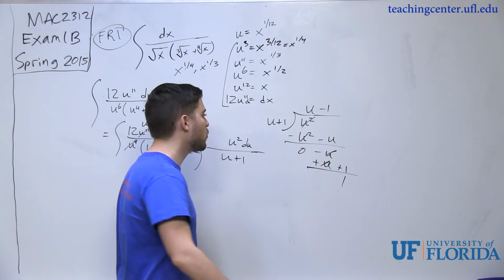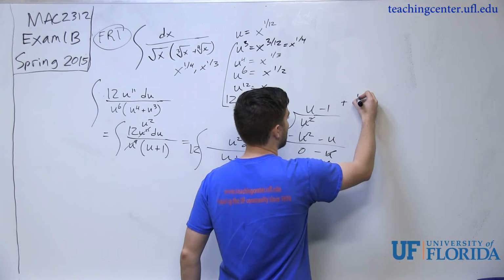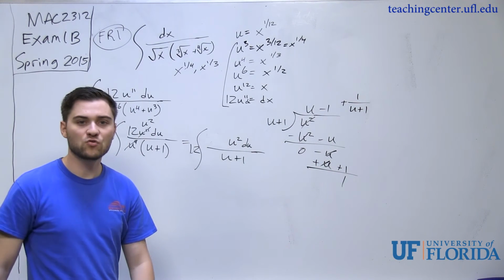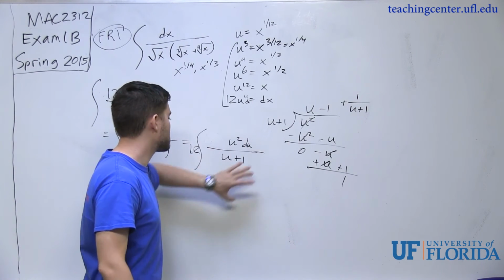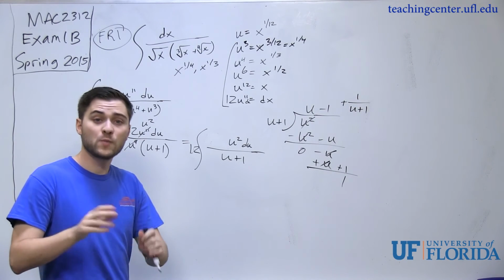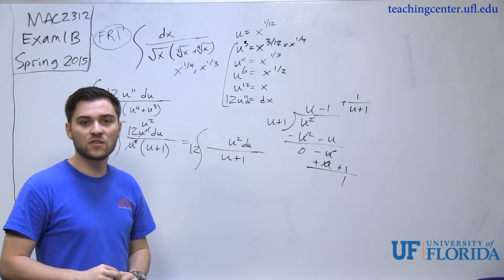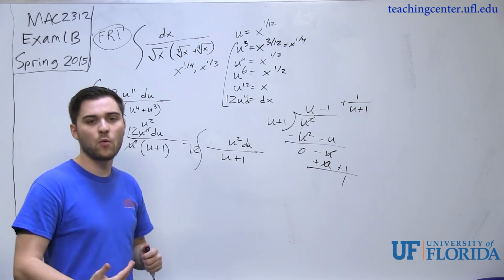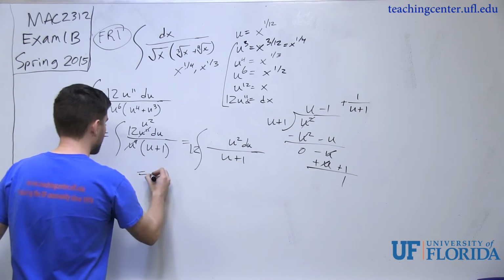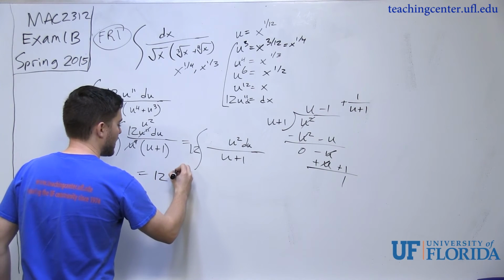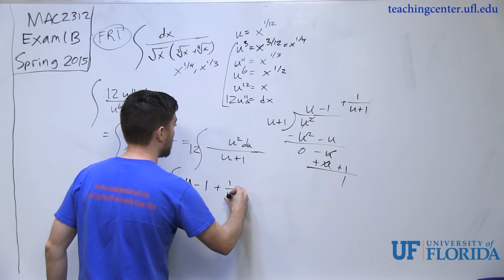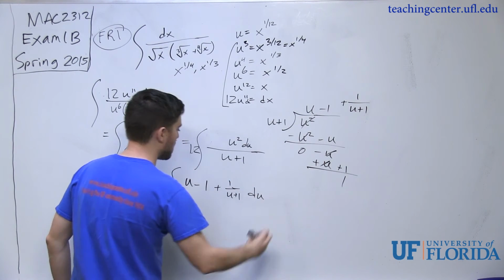u can't go into 1 anymore, so I can cap it there. I can say 1 over u plus 1 is my final term. So now, this expression is equal to u minus 1 plus 1 over u plus 1. So make sure you brush up on your long division before exam 1. That way, in case you do get a problem like this, you can resolve this out. So this is equal to 12 integral u minus 1 plus 1 over u plus 1 du.